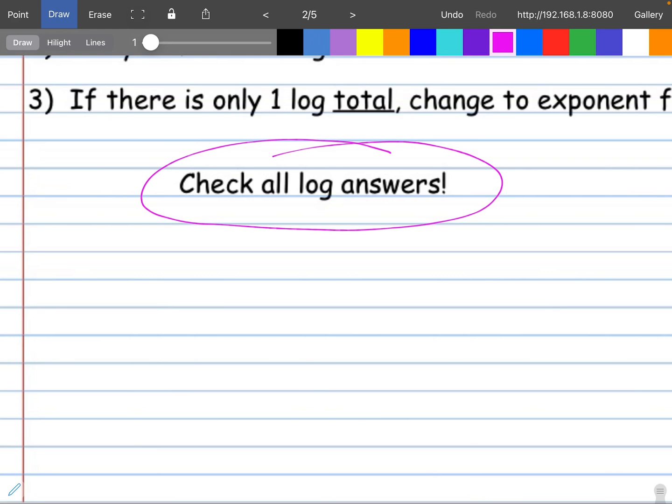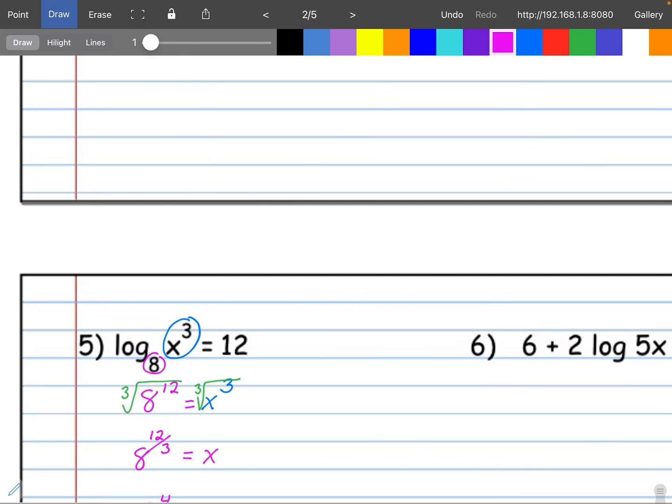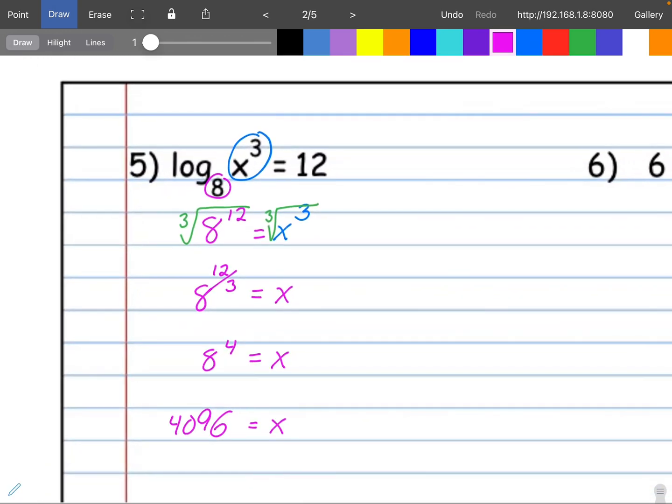Now, for logarithms, take a look back up here. This is important. Check all log answers. Now, checking a log answer is pretty easy because to look for extraneous solutions in a logarithmic equation, what we're really looking for is to make sure that what we're taking the log of in our original equation, right here, must be a positive number. It cannot come out to 0, and it cannot become negative.